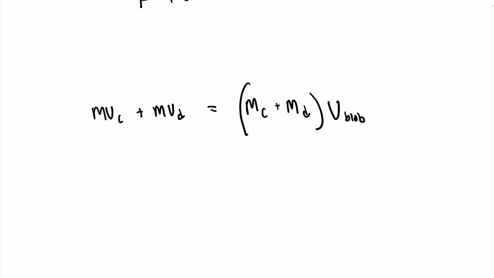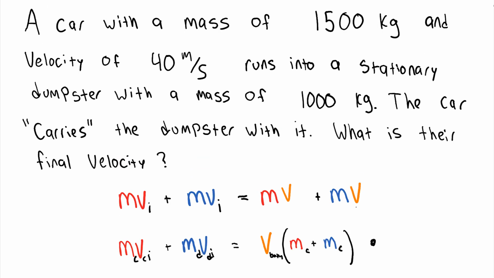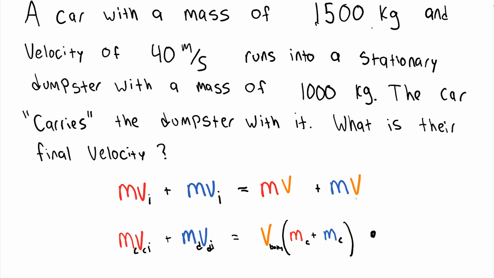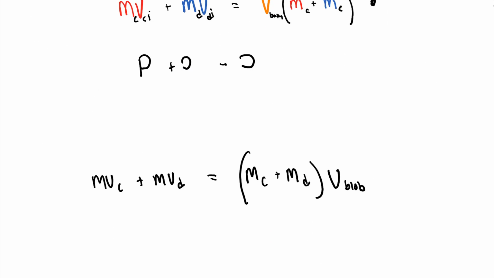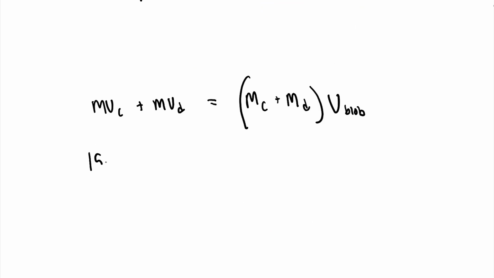Okay, so I'm going to do it numerically first this time. Mass of the car times the velocity of the car. In this case, the mass of the car is 1500 and the velocity is 40. So I have 1500 times 40.